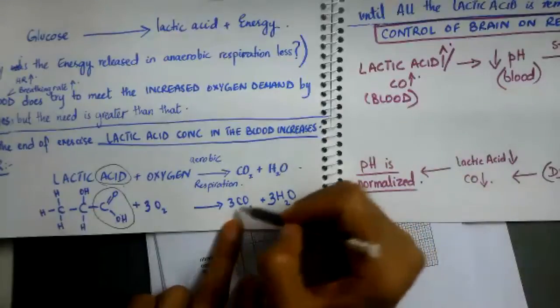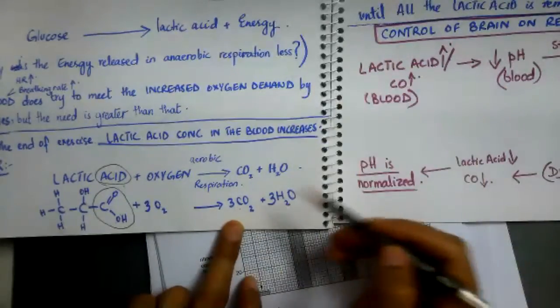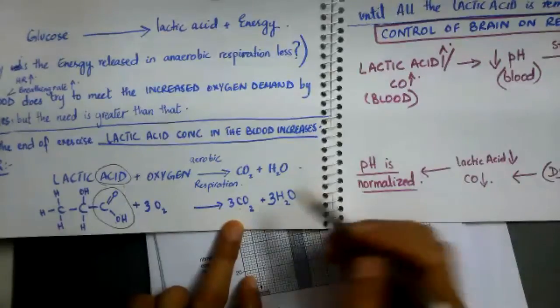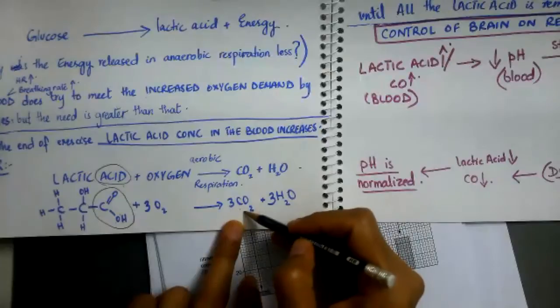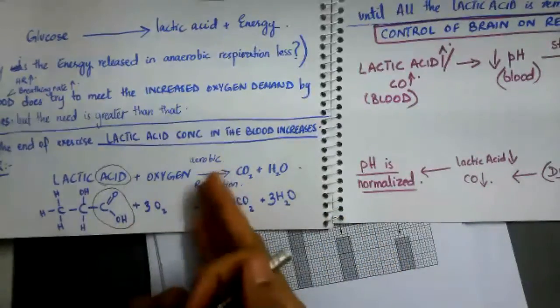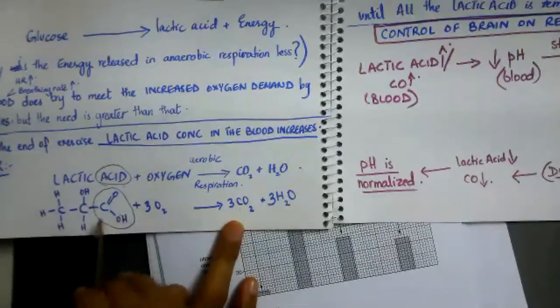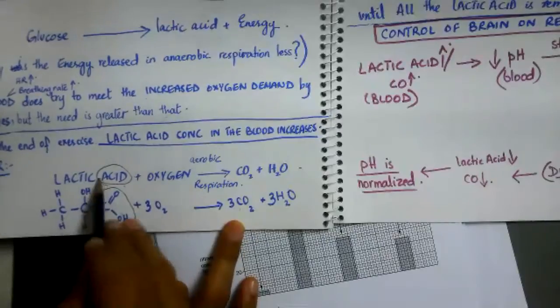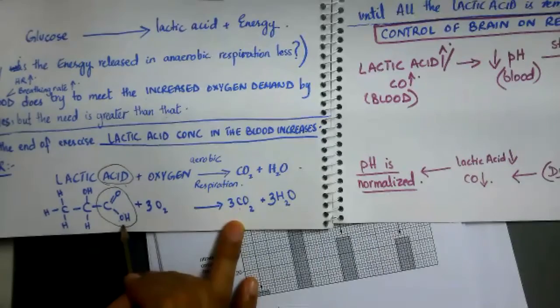This deoxygenated blood will go to the lungs, where gaseous exchange will take place through the alveoli, and this carbon dioxide will be exhaled out. And if this process is hampered somewhere, that will be a problem. That will cause a decrease in the pH of the blood, because this is an acid. Acid will decrease the pH of the blood.